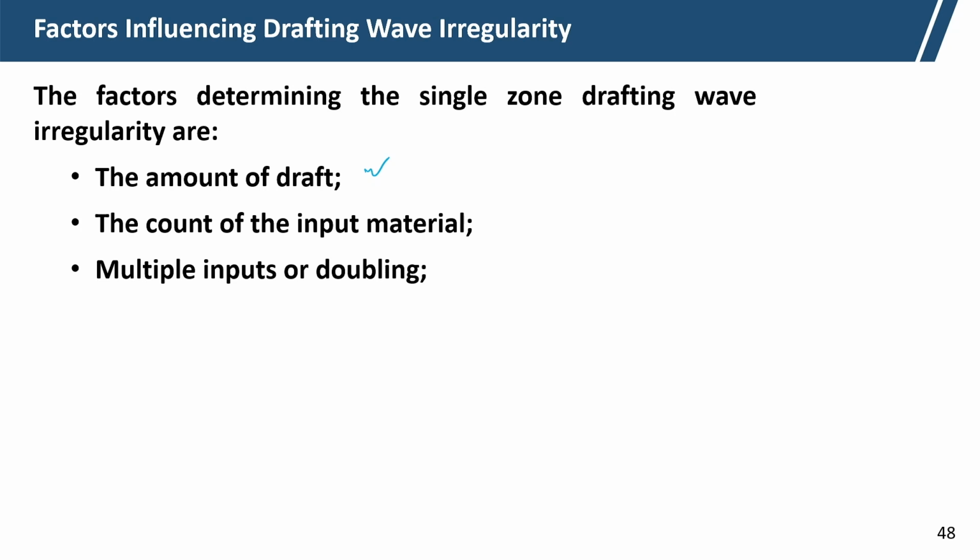Multiple input or doubling: if we increase the doubling, then the drafting wave will be reduced, and if we have more fibers in the cross section, the irregularity will be low. So, in the draw frame, we use multiple slivers as input to reduce the drafting wave.